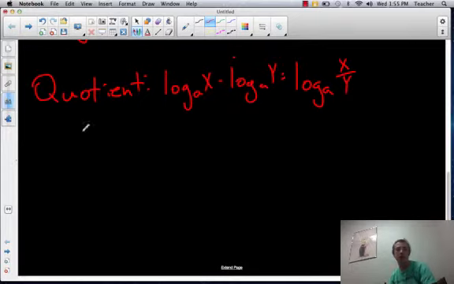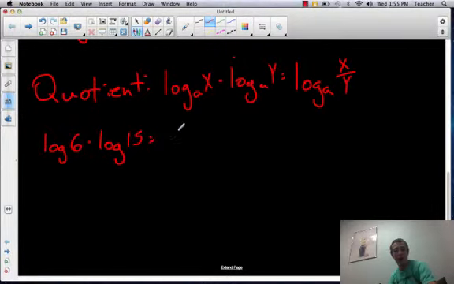So let's take another example. Let's say log of 6, and I'm doing common log again so I can put this into my calculator, log of 6 minus log of 15. Now if you just plug this into your calculator, you're going to get negative 0.39 rounded. So you'll definitely have some more decimals there.